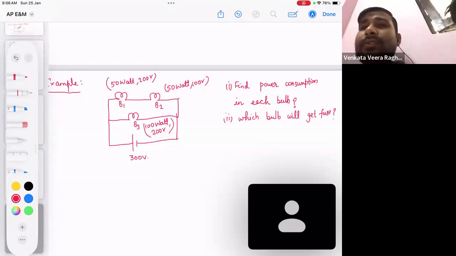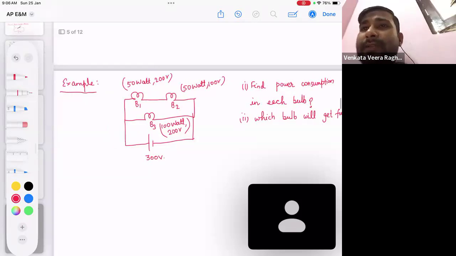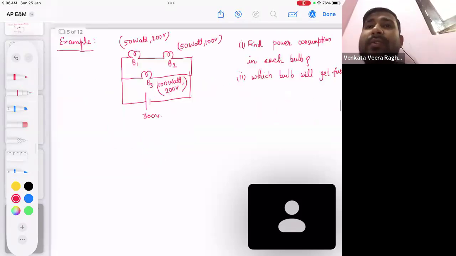Please tell me what answer is coming for this question. What you will do first is calculate the resistance. You will calculate the resistance of each bulb. Start with the calculation of resistance of each bulb.